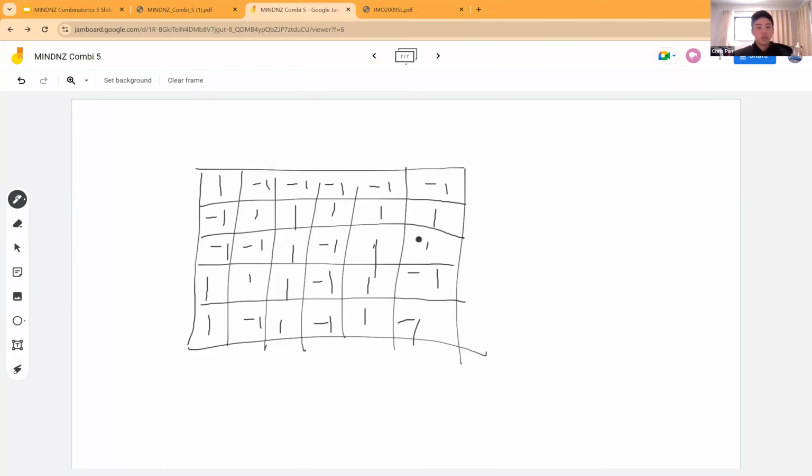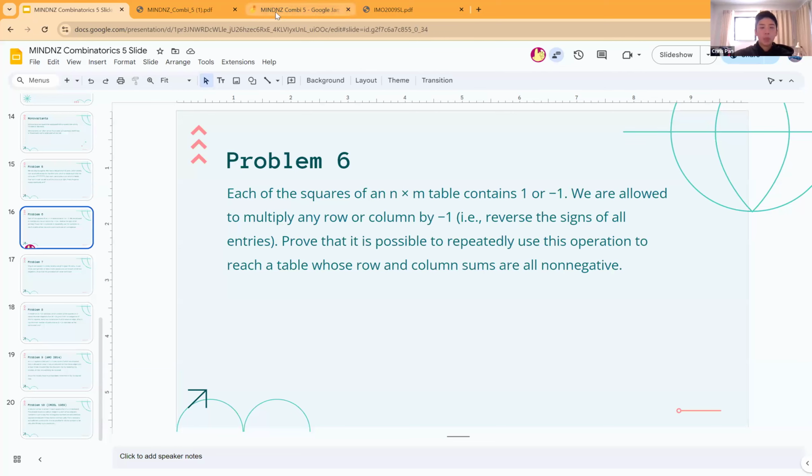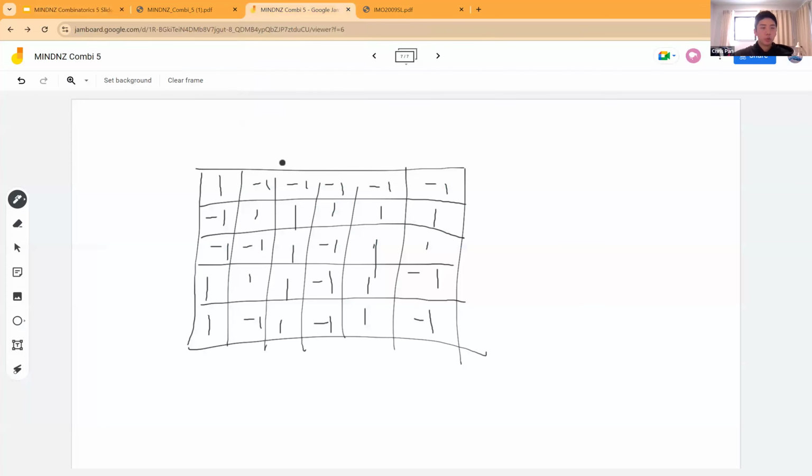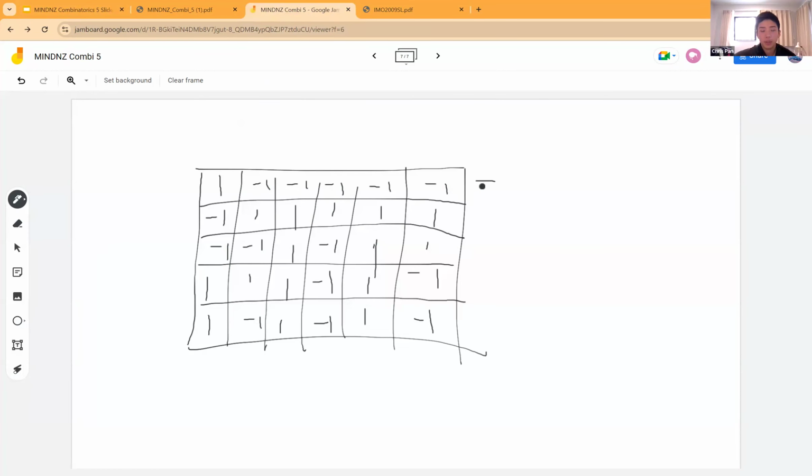Okay. That's my table with my ones and minus ones. And what I can do is I have a move I can do, which is I can multiply every number in every row or column by -1. So turn all the ones into negative ones or the negative ones into ones, right? And what I want is at the end of this process, after doing a finite number of operations, I want the sum of every row and every column to be non-negative.